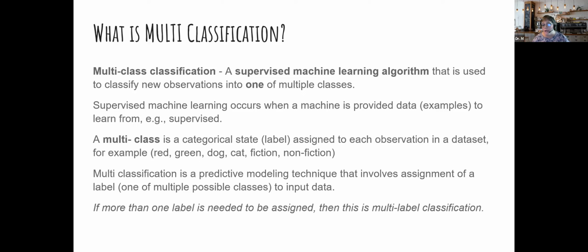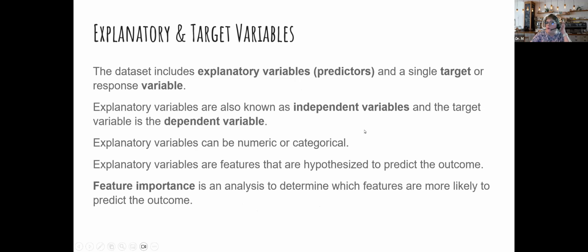So it is a predictive modeling technique, just like last week. And again, one of multiple possible classes is used to classify it. All right. So let's look at some additional information on this. So we still have explanatory and target variables. So the explanatory variables are your predictors. They're the fields, if you will, or variables that are used to learn what a dog looks like, or learn what an iris looks like, or learn what are the characteristics or attributes, right?